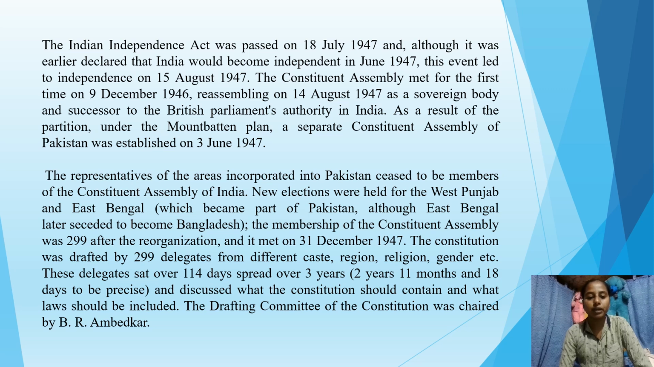As a result of the partition under the Mountbatten Plan, a separate Constituent Assembly of Pakistan was established on 3 June 1947. The representatives of the areas incorporated into Pakistan ceased to be members of the Constituent Assembly of India. New elections were held for West Punjab and East Bengal, which became part of Pakistan, although East Bengal later became Bangladesh. The membership of the Constituent Assembly was 299 after the reorganization and it met on 31 December 1947.